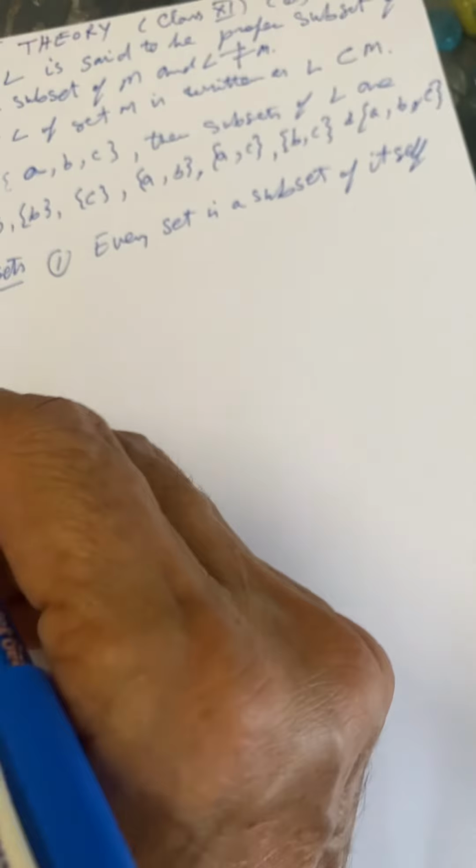Second, the empty set is a subset of every set. This is the second property of subsets. If B is any set, then phi is a subset of B.